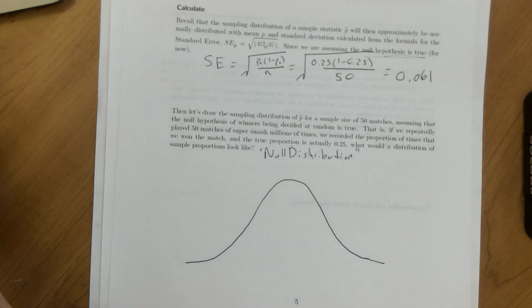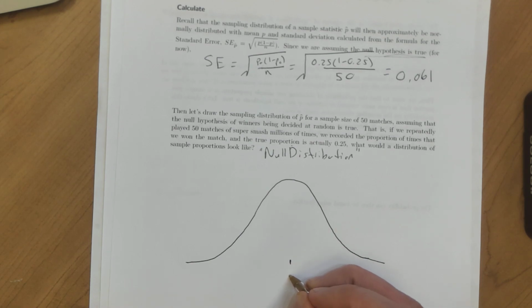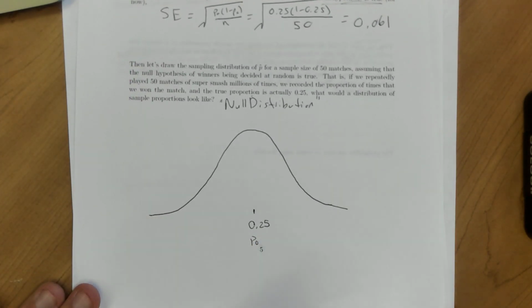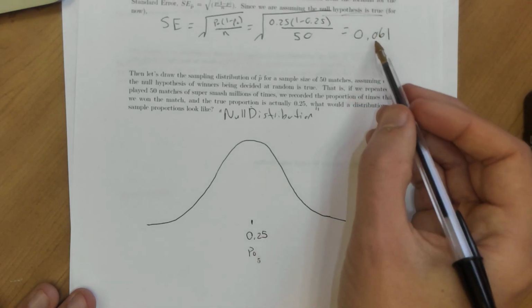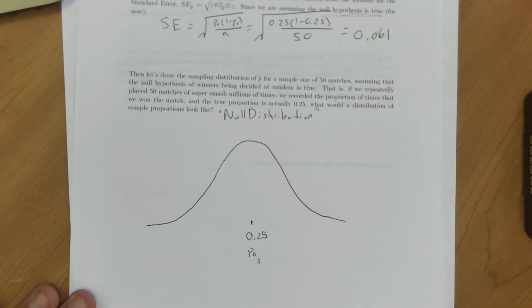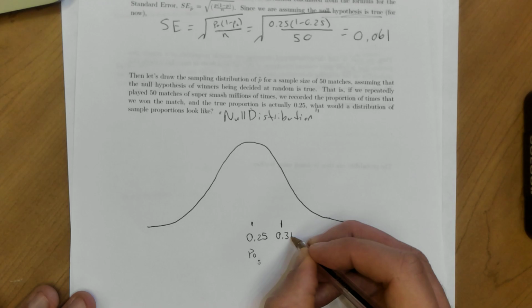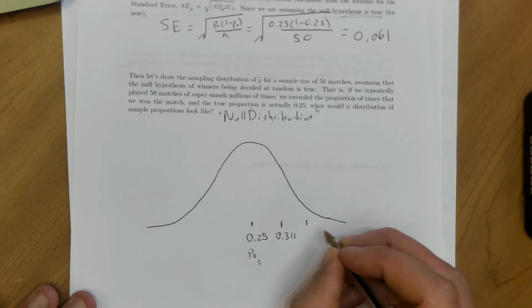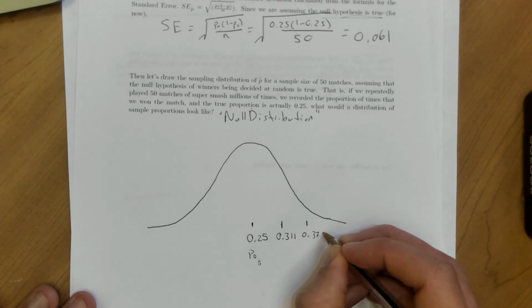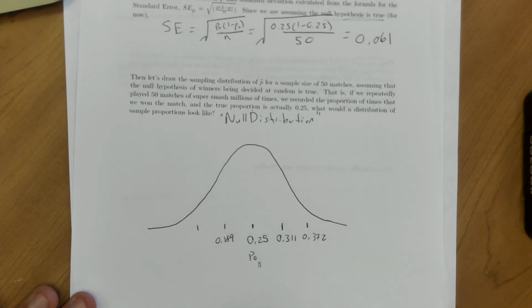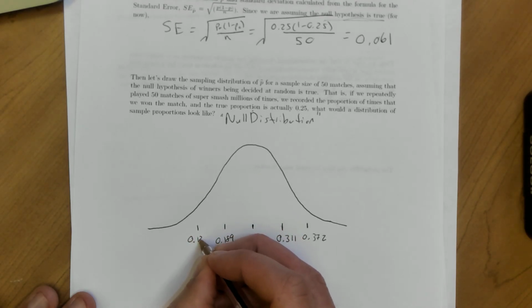If the true proportion is actually 0.25, so again, we're drawing this assuming that the null hypothesis is true, it's going to be centered at 0.25, which is our p naught, and it's going to have a standard deviation of 0.061. So I'm going to use that 68, 95, 99 rule to help me draw my tick marks in approximately, and so that would be 0.311. I'm just going to go 2 tick marks out, and so that would be 0.372. On the other side, 0.189, and that would be 0.128.